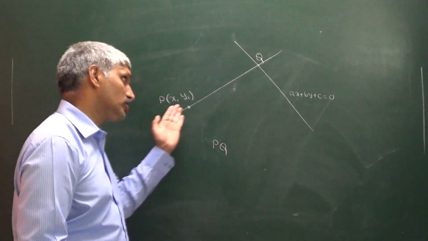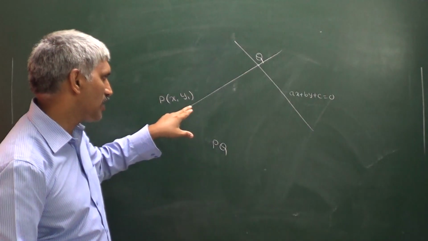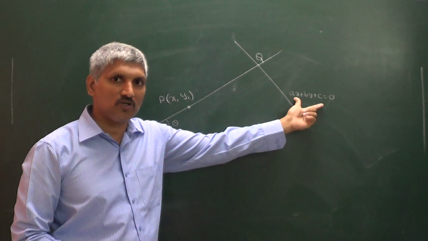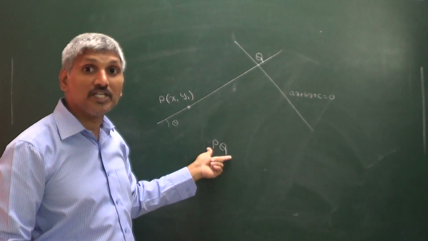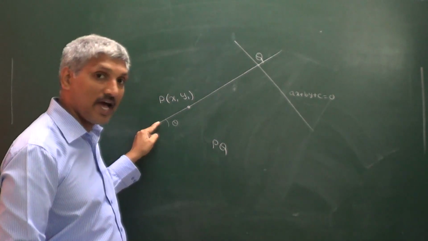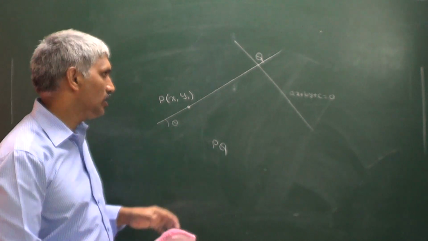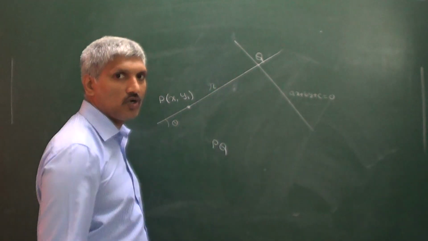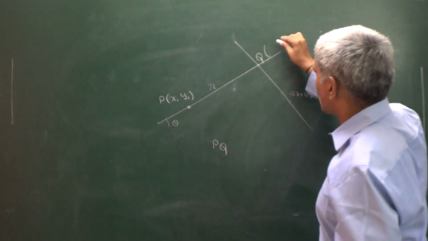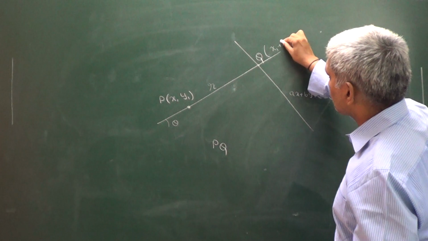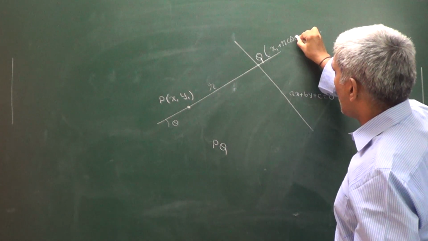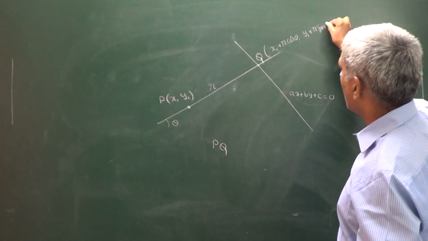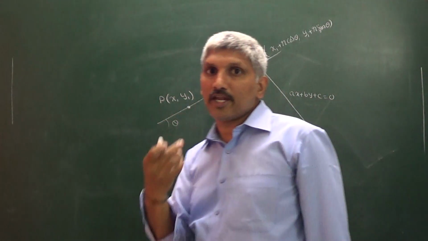We want to find the distance PQ from the point P onto the line ax plus by plus c equal to 0. We have to find the distance along the line whose inclination is theta. Now observe, I don't know this distance. Let us say the distance is equal to r. Then I can take this point Q as x1 plus r cos theta, y1 plus r sin theta. Not only plus, you can take minus also.